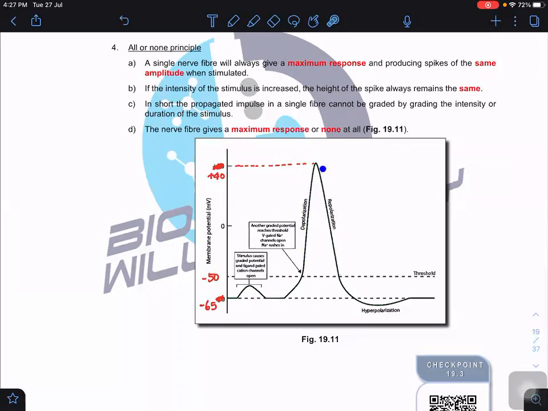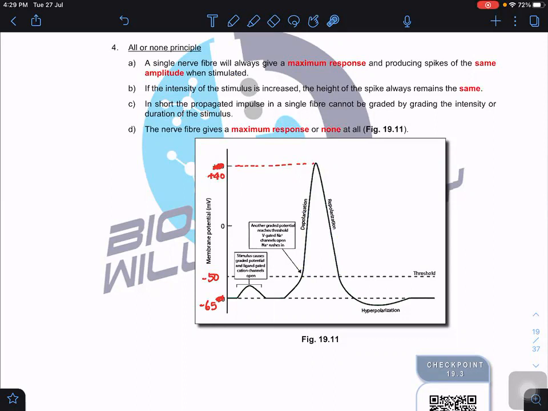So this one action potential is generated. This is what I call the all-or-none principle. So what does the all-or-none principle say? A single nerve fiber or neuron will always give a maximum response and produce a spike of the same amplitude or magnitude when stimulated. So when we have an action potential, the height will always be positive 40. It won't be more than that.